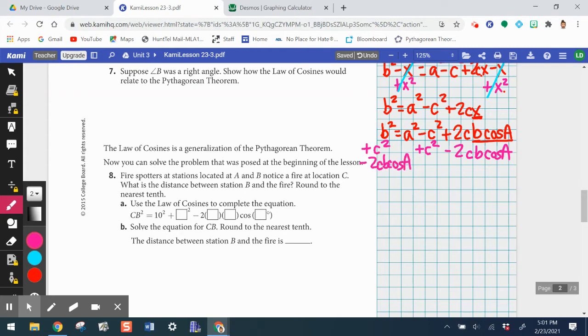And because these three terms are not like terms, we're not actually going to add or subtract them. We're just going to show that we want to. So b squared plus c squared minus 2cb times the cosine of a is a squared. Or in other words, a squared is equal to b squared plus c squared minus 2 times c times b times the cosine of a.